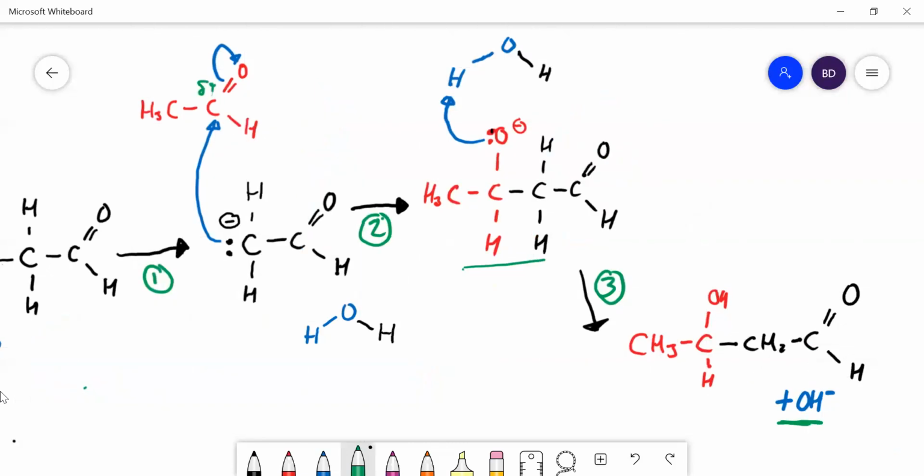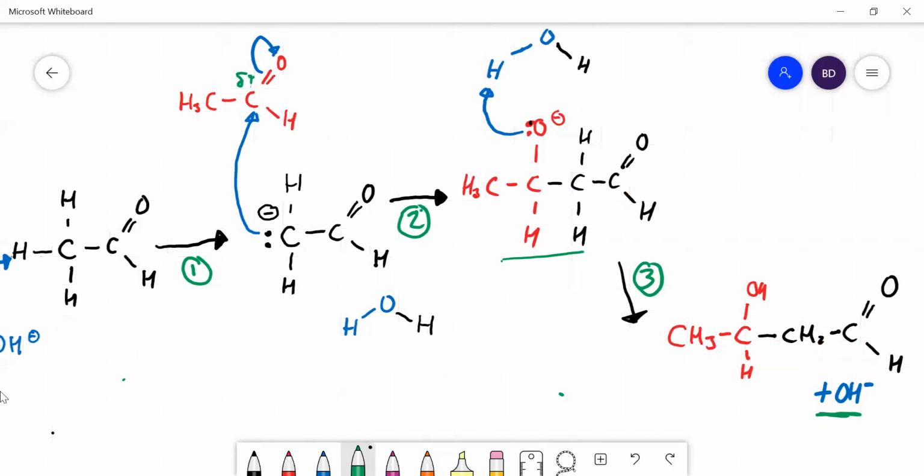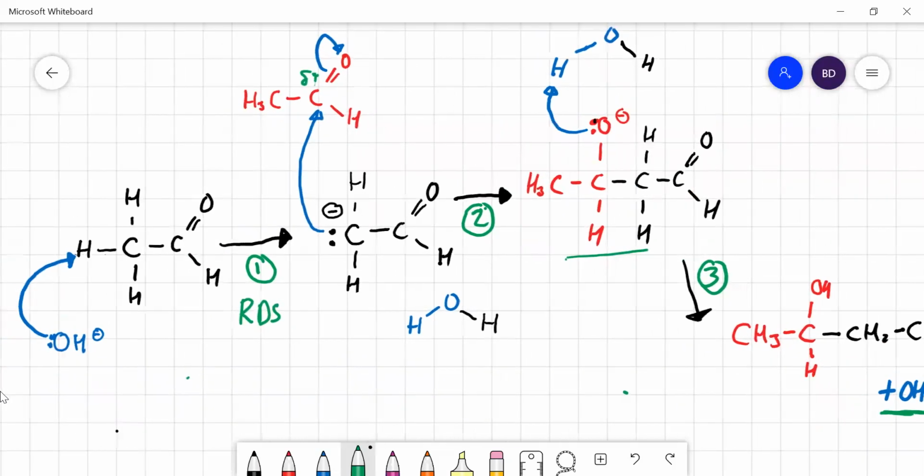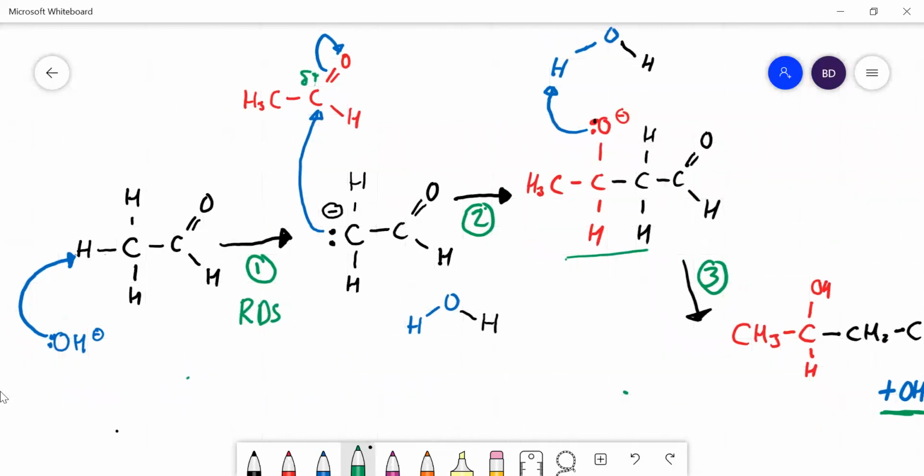So hopefully you can see there that the only possible candidate for the rate determining step is number 1, and that's because it's the only one which involves the 2 species in the rate equation, the ethanal and the hydroxide ion. So that is going to be slow, and steps 2 and 3 are going to be much faster.